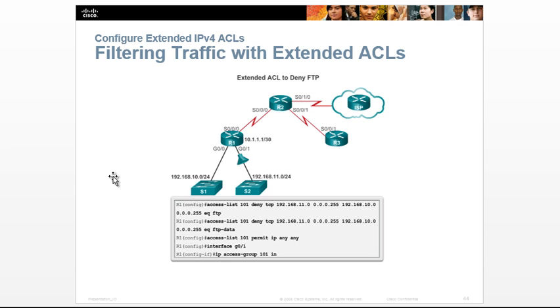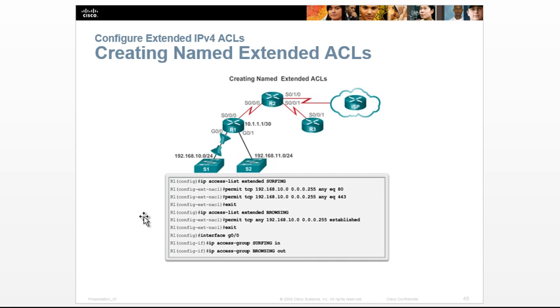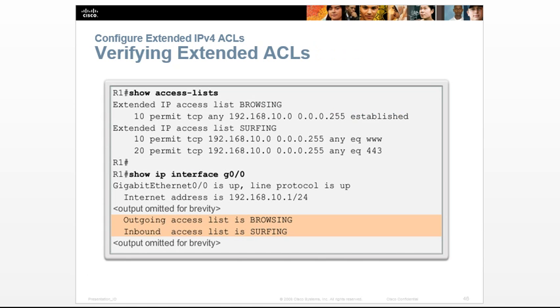And here we're just looking at, for example, an ACL to deny FTP. So the commands can be deny TCP. This is our network, so anything on 192.168.11.0 going to 10.0, we're not going to allow FTP through. And here via name, the same thing. So we can show, and we'll see the same thing now. If we do a show IP interface, we'll see that we have an outgoing and an ingoing. And we've named them, in this case, browsing and surfing.